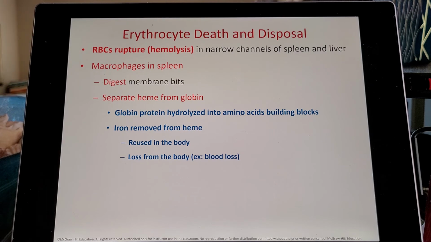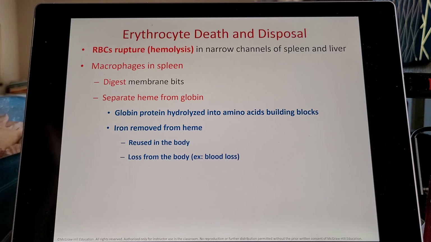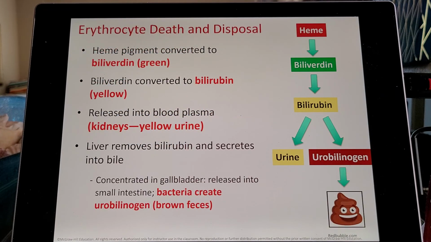So they're going to help to break it up, take the heme away from the globin, because we're going to reuse that. The globin protein can be broken down, so we can reuse those amino acid building blocks, and then reuse the iron or possibly lose it. So we don't waste anything when it comes to our red blood cells. Now, what do we do with that heme once it's done? So we break down the heme.